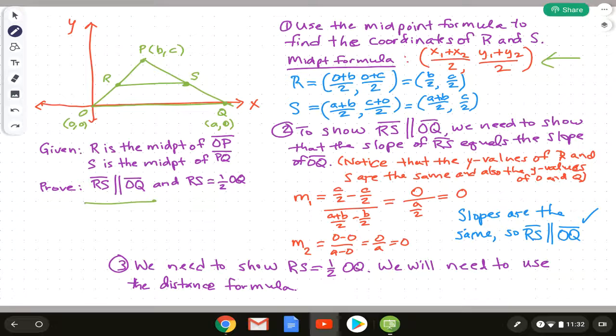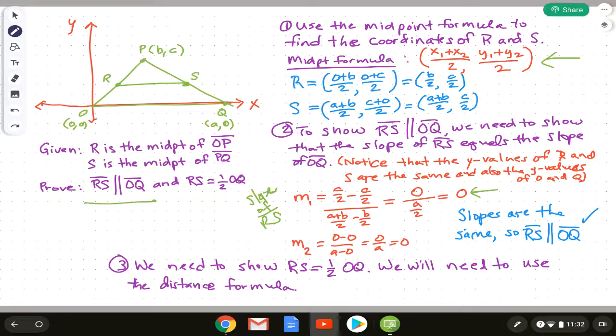For M1, the slope of RS, I did C over 2 minus C over 2 on top, and then I subtracted the x values, A plus B over 2 minus B over 2, in the denominator. On top, I got a 0. In the denominator, I could have made this all one fraction, A plus B minus B over 2, since their denominators were the same. That just left me with A over 2. That didn't make any difference, though, because the numerator was 0, and 0 divided by anything is 0. So that's the slope of RS.